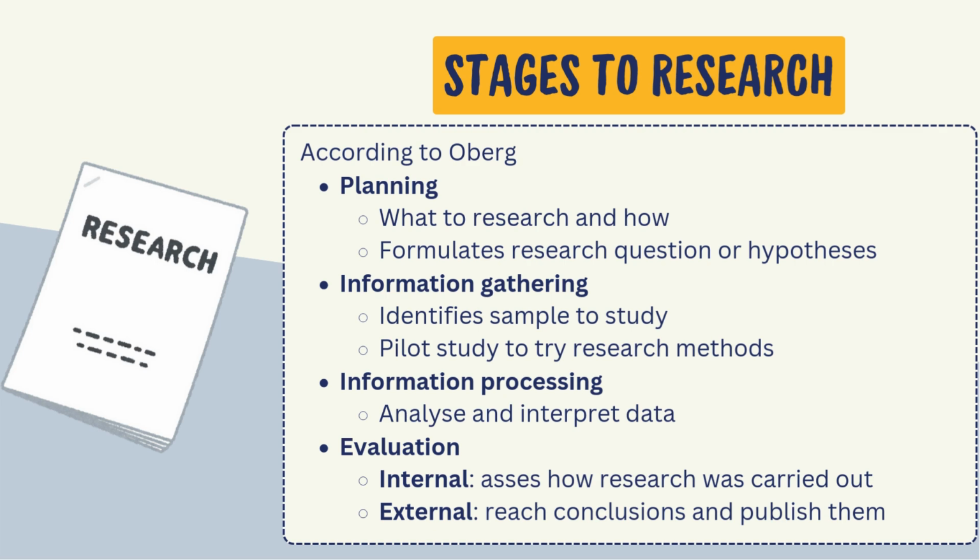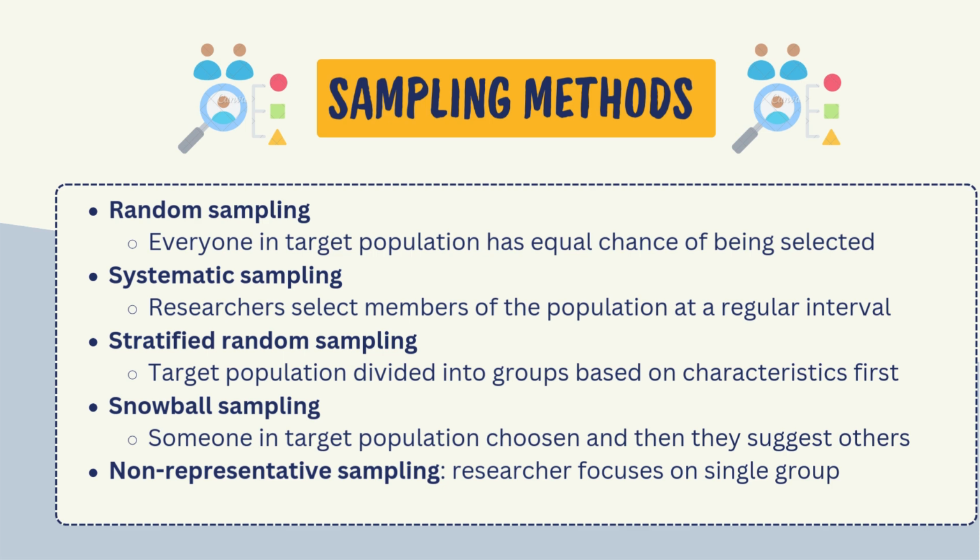So there's two evaluations. Internal is where the researchers themselves assess how the research was carried out. And then external, where they reach conclusions and publish them, and then other researchers are allowed to also assess how that research was done as a whole and publish criticism or evaluation. And that can be positive or negative.